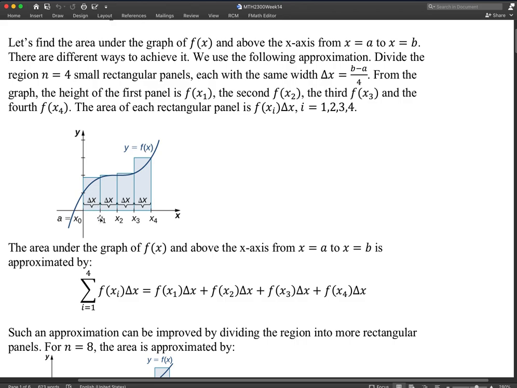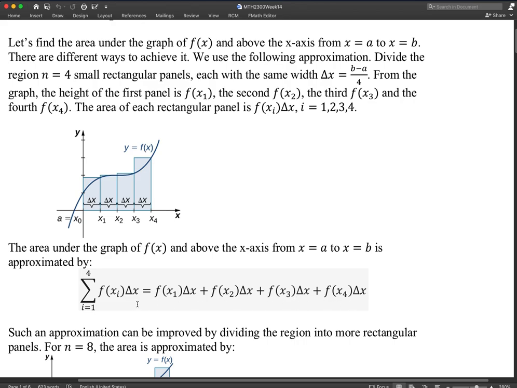And then the area, look at this rectangle here. Would it make sense to you? The area of the first rectangle would be the function value at x1 times delta x. So indeed, it is right here, f of x1 times delta x. And similarly, the area of the second rectangle is f of x2 times delta x. Same for the third one and the fourth one.